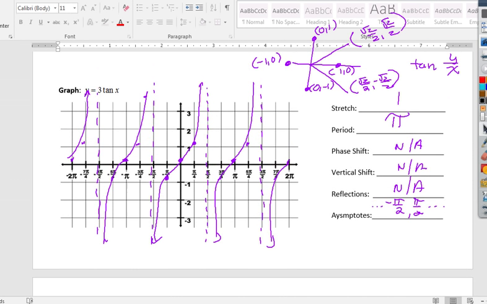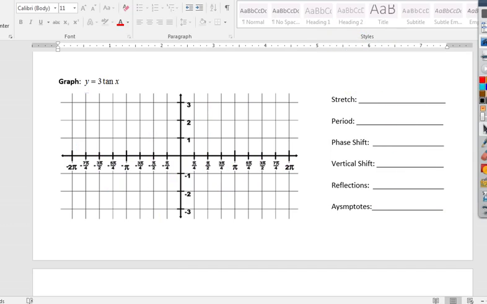We're looking at y is equal to 3 tan x. The only difference between this graph and the previous one is now the coefficient is the 3. As before, I'd like you to fill out the pieces on the side before graphing. The stretch here, instead of 1, is now 3. The period has not changed, and the normal period for tangent is pi. There's been no phase shift, no vertical shift, no reflections.